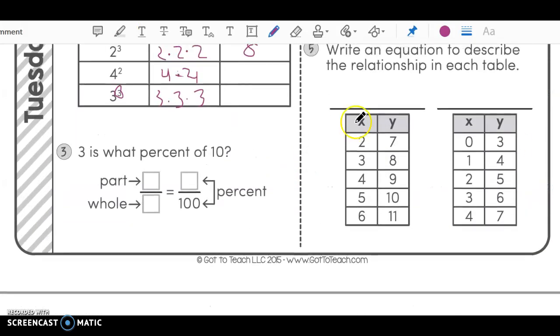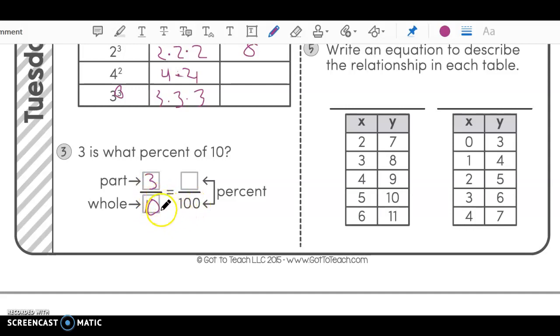Number 3. 3 is what percent of 10? Now this is a fun one to do. So we're going to look at it. We know it's 3. Okay?